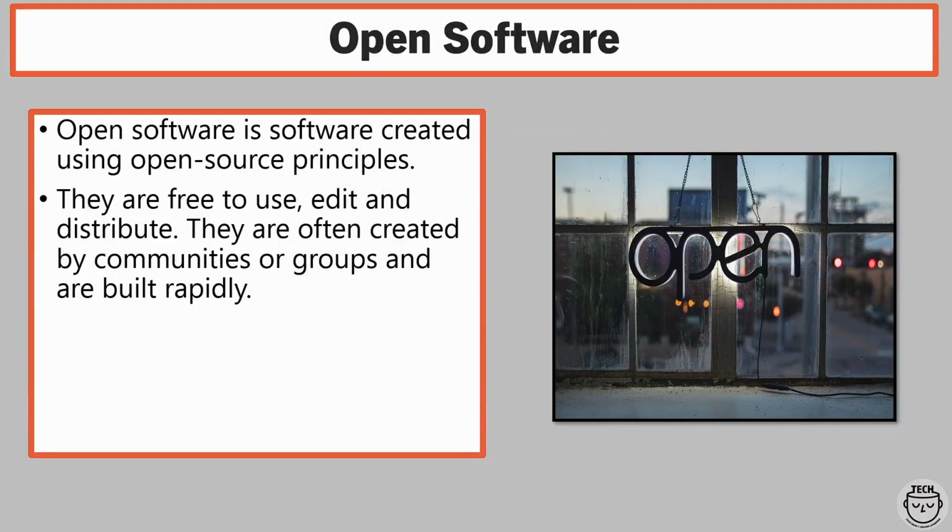So open software is open source, so it's free to use, edit, and distribute. They're often created by communities or groups and built rapidly. So if you're thinking about the characteristics, it's free, there's community support, that kind of thing.